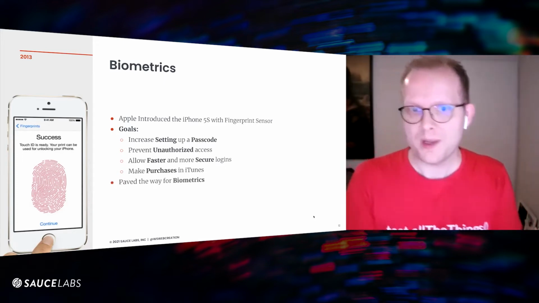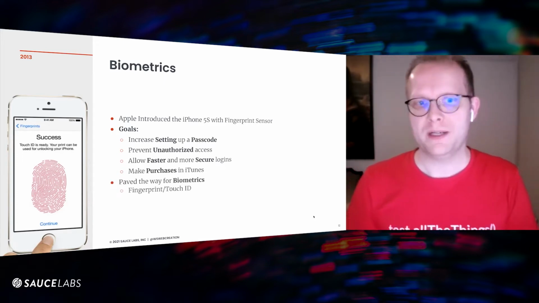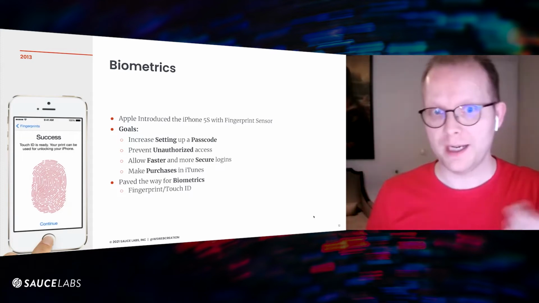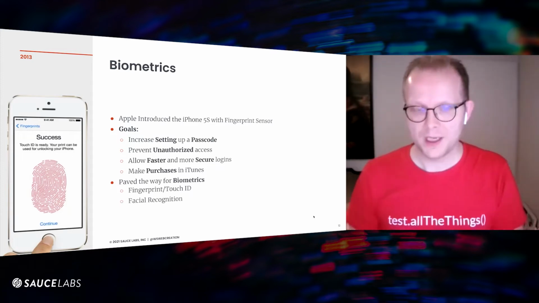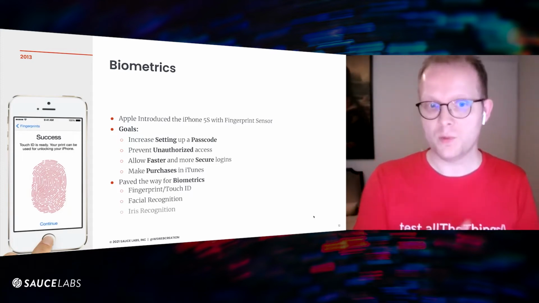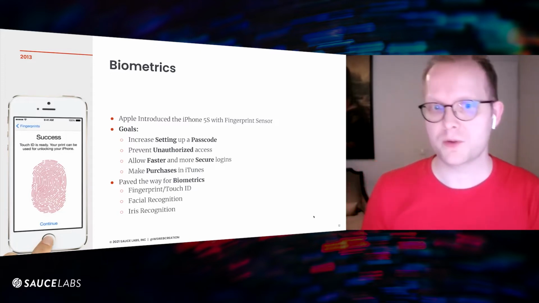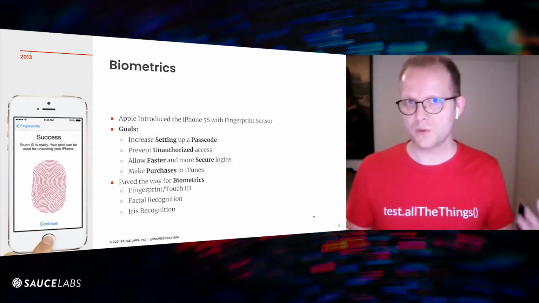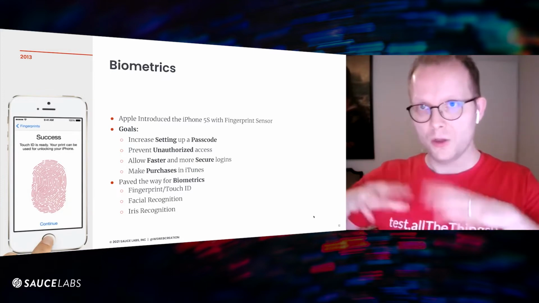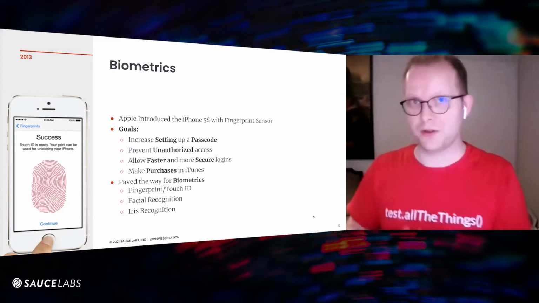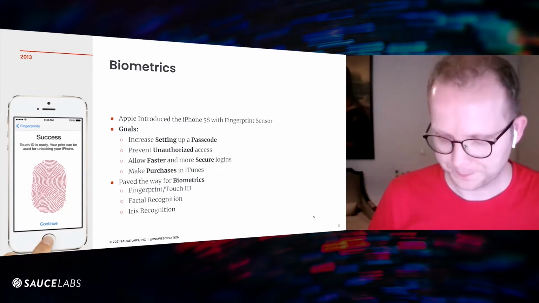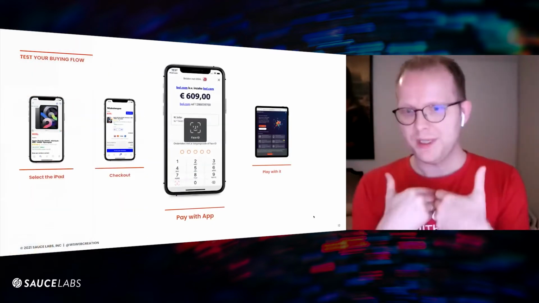It also paved the way for more types of biometrics. We had fingerprint for Android, Touch ID for iOS, but we also got facial recognition. We also have iris recognition now on those phones. It's really useful for us to now do the things we need to do in a secure way on our mobile phone.